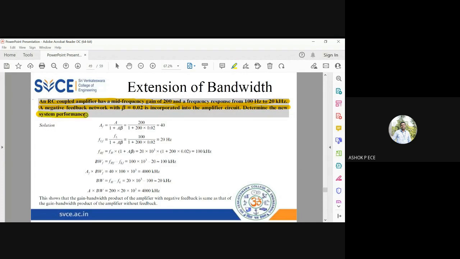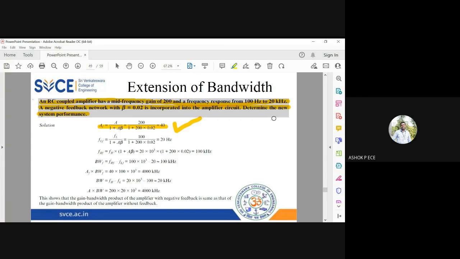So they are asking if I'm going to put negative feedback with some beta value as given, what are the new parameters? So same way, bandwidth. From A is known, 200, beta is 0.02. So you can find AF. So AF will be A by 1 plus A beta. You get AF.